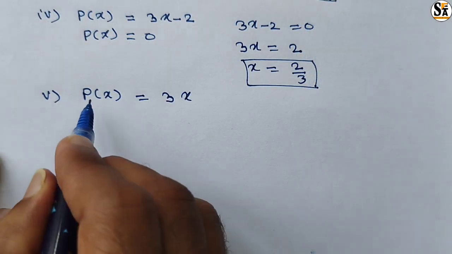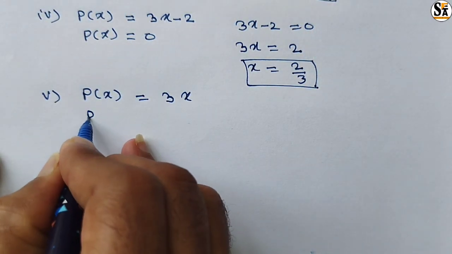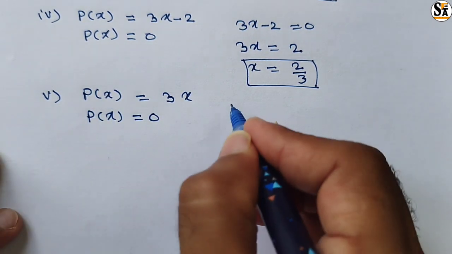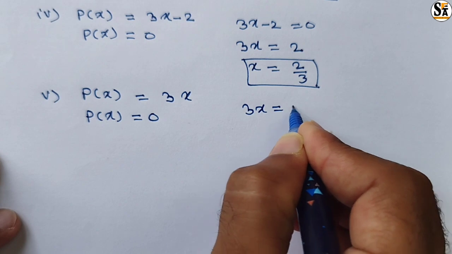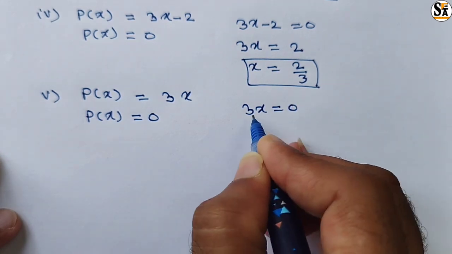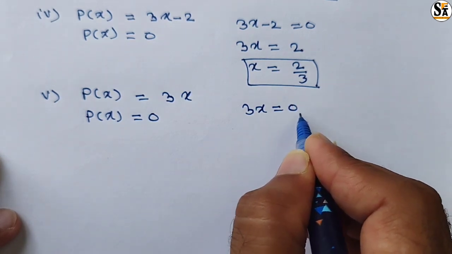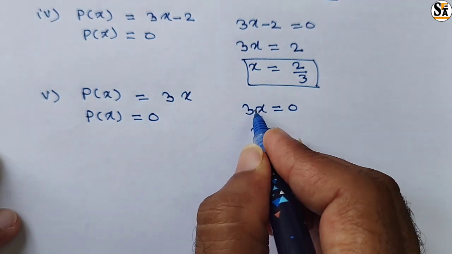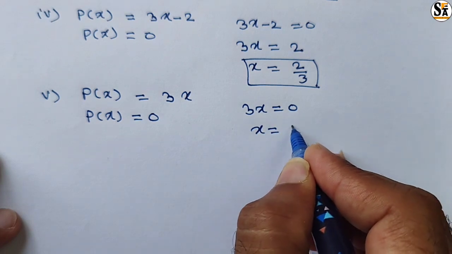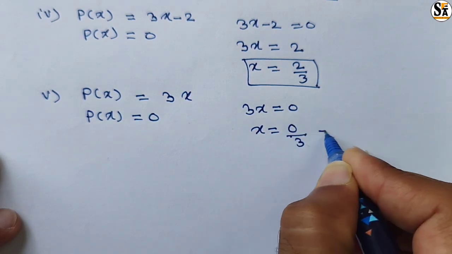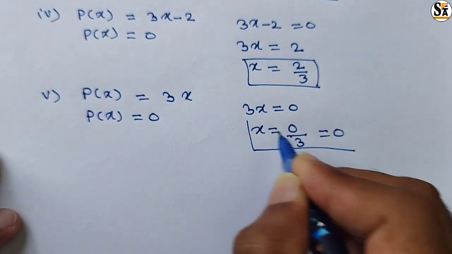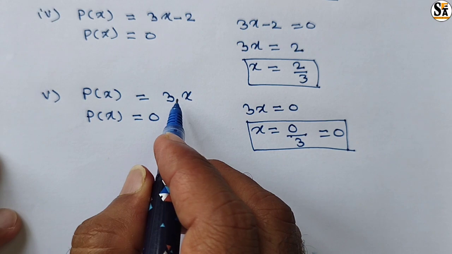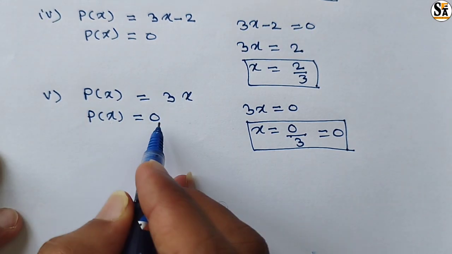Now see the next one, p of x equal to 3x. Means p of x must be 0 for the 0 of this polynomial. That is, 3x is equal to 0. Isn't it? If we solve this 3x equal to 0, then x equal to, transfer this coefficient which is in multiplication, we will get here 0 upon 3. Means x equal to 0. So x equal to 0 is the 0 of this polynomial. What is the meaning of this? Means p of 0 is 0.